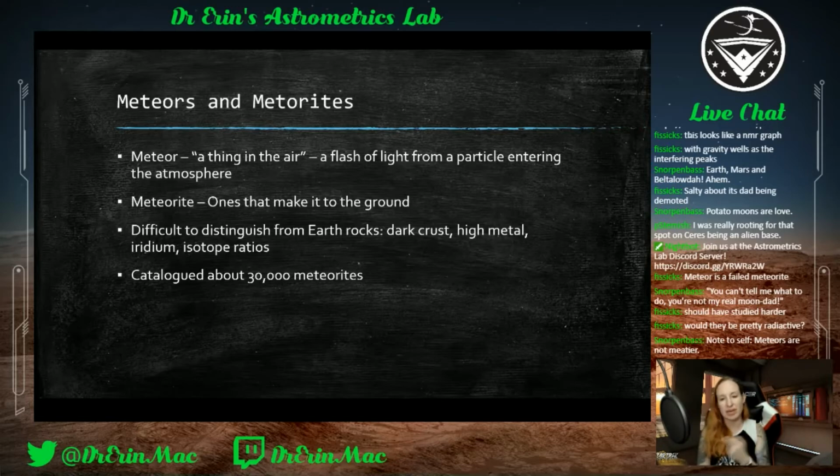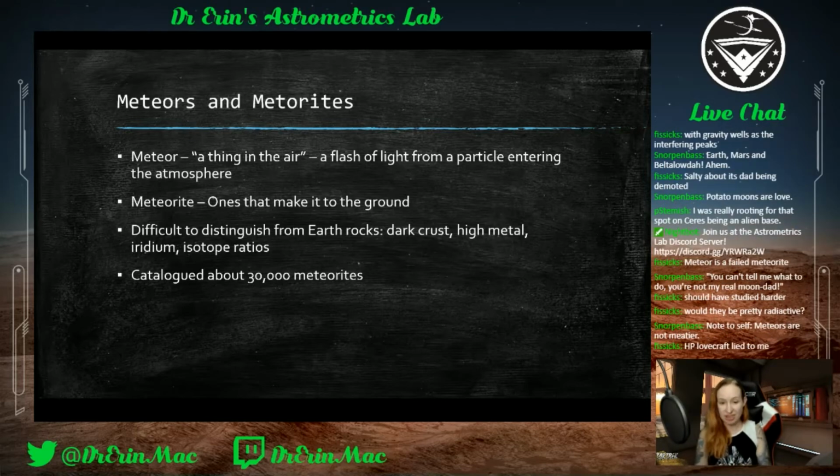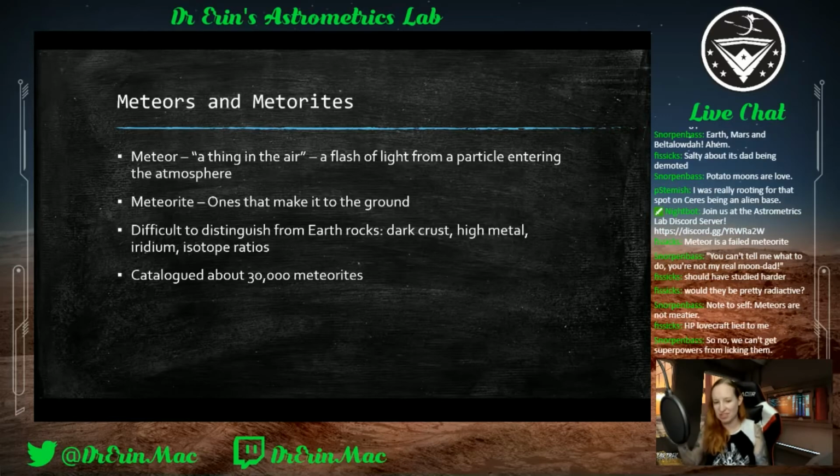And then I have to go back to Pete Stemmich's comment, which I will also drive home in 2 weeks when we talk about dwarf planets. Ceres, 100%, I wanted it to be a mass relay from Mass Effect. That little shiny spot on there, I was like, oh, it's a mass relay. Mass Effect got it wrong. It wasn't sharing its Ceres, but so close. And yeah, we can't get superpowers from licking them, so sorry. And I love that comment, Storpin Base. You can't tell me what to do. You're not my real moon dad.